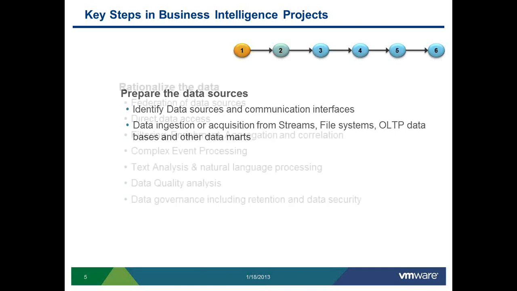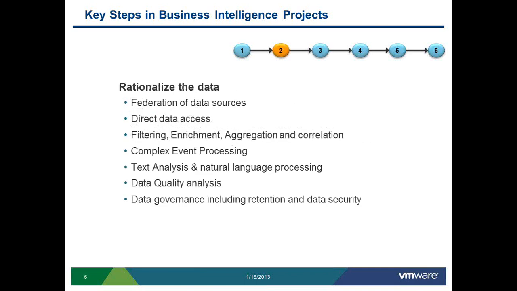And then the next step includes the data rationalization, wherein we talk about, for example, how we access this data, whether we do a direct data access, or we do a federation of the data sources, and what kind of filtering we want to do on the data. For example, filtering, enrichment, aggregation, and correlation kind of processing on top of the data. And the next one also talks about whether we need to do any complex event processing on the data in order to fulfill the needs of BI.